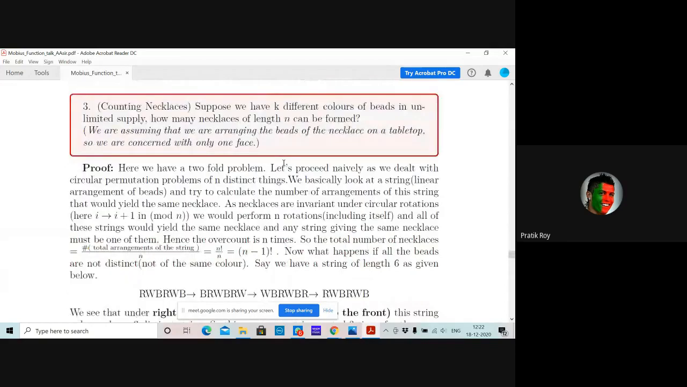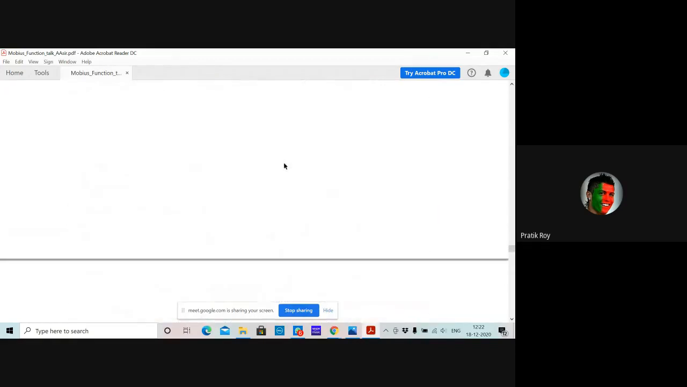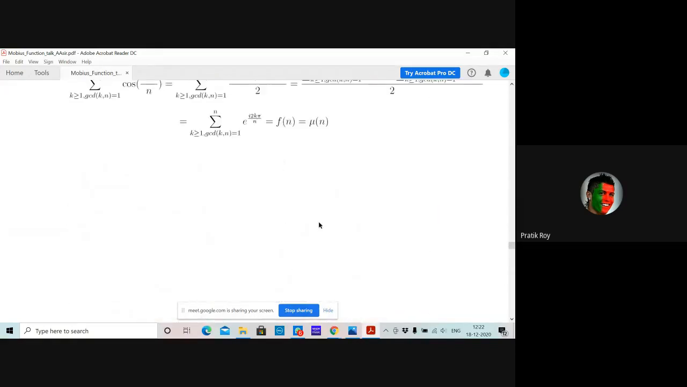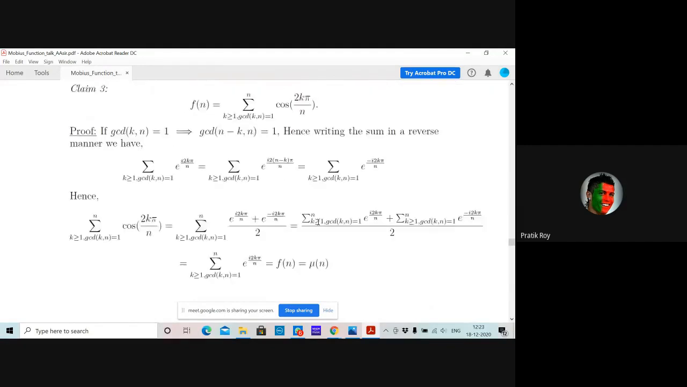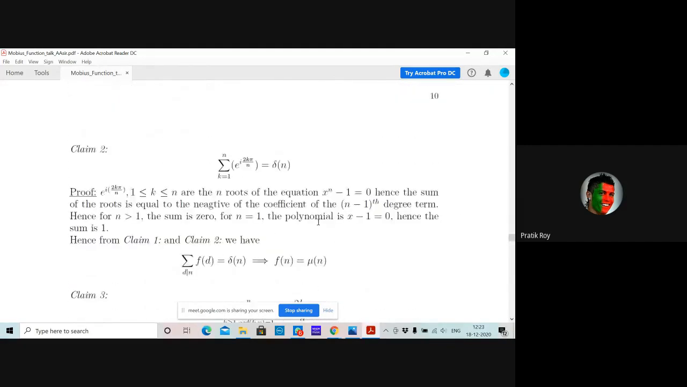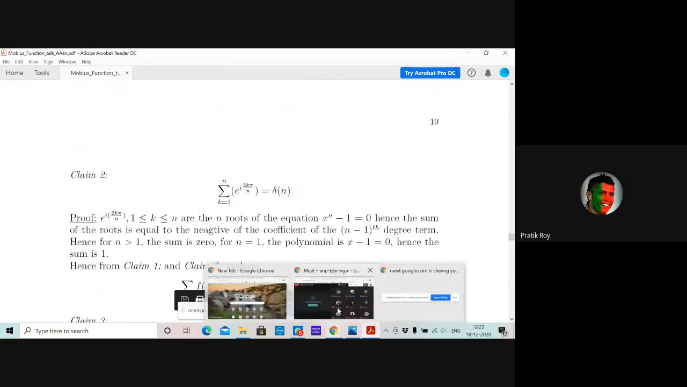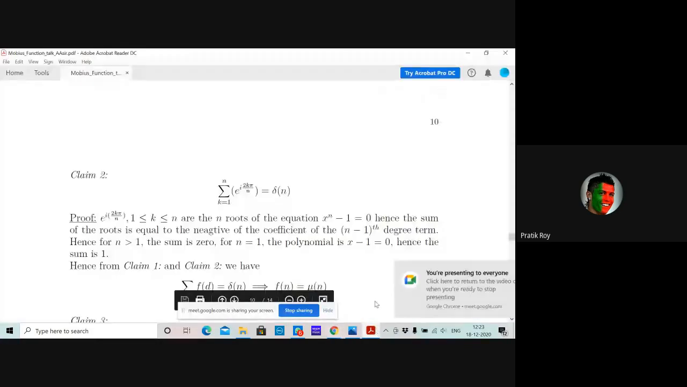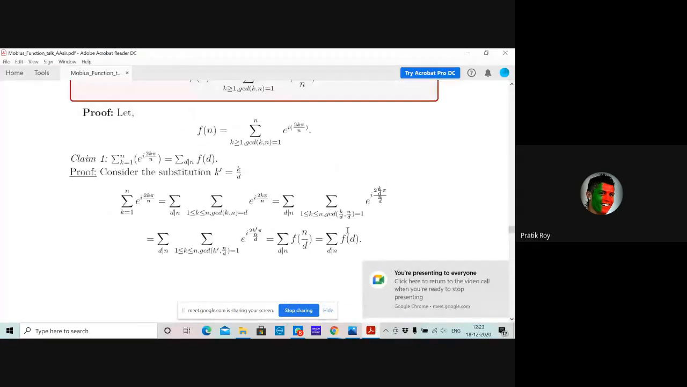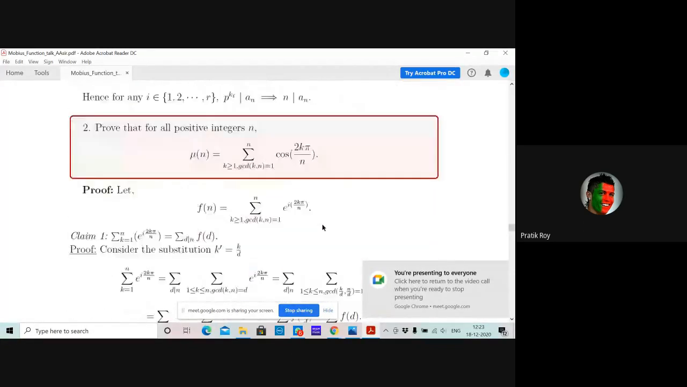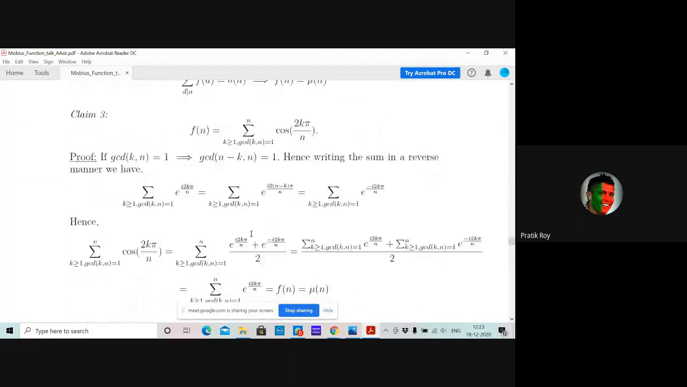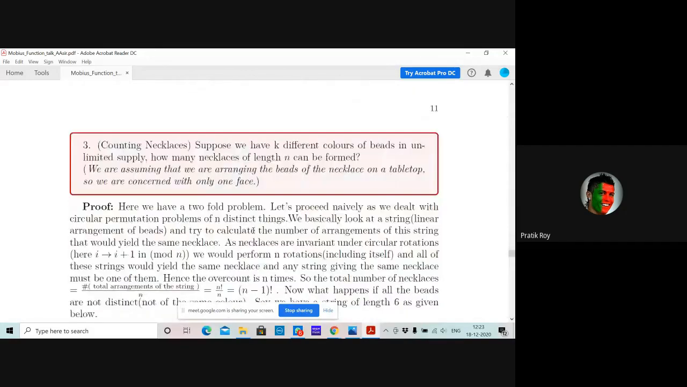Application would be a bit overrated because it is not a logic or a particular idea that we use. It is just a function which is used to clean things up, or to make the messy things a bit prettier. So the first problem I would like to start with is the necklace problem. The problem demands that we have k different colors of beads in an unlimited supply, and we want to know how many necklaces of length n can be formed.